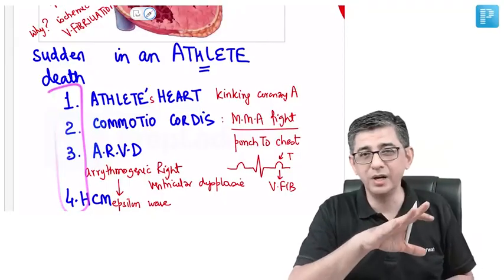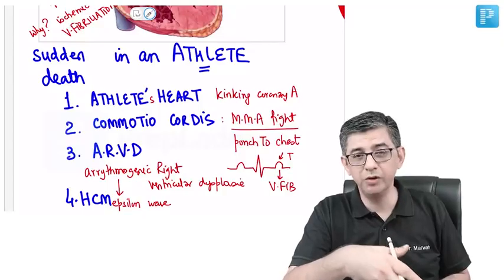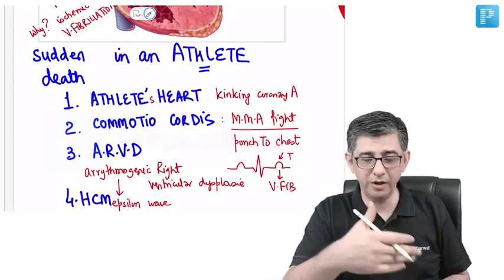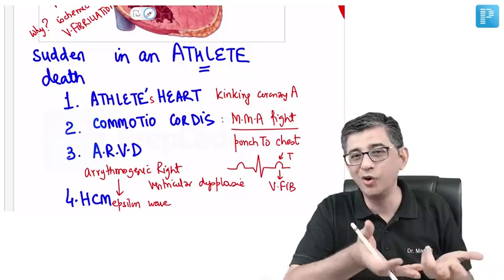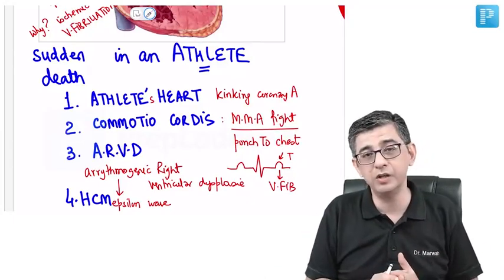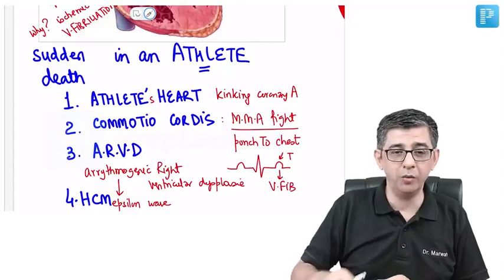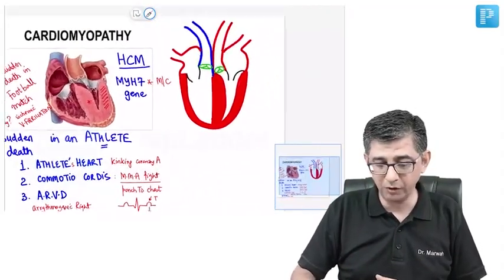I'm not saying that this data is in increasing or decreasing order of importance, but this is what we usually encounter. It could be athlete's heart. If somebody is not into mixed martial arts, he is not going to have a blunt trauma to the chest, then it is arrhythmogenic right ventricular dysplasia which is to be considered, or hypertrophic cardiomyopathy, or the subtype of it, that is hypertrophic obstructive cardiomyopathy, is to be considered.